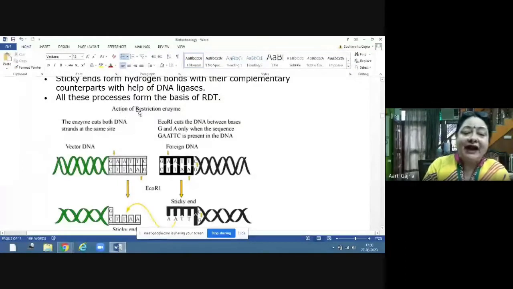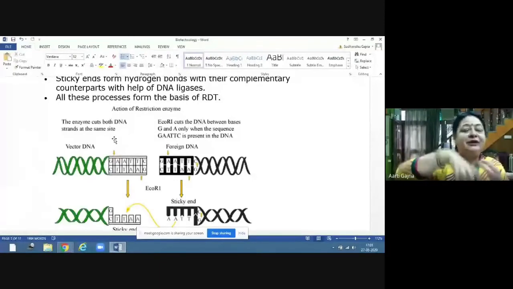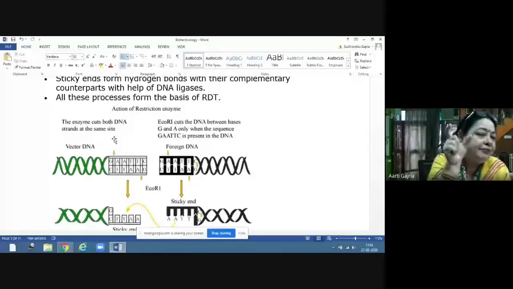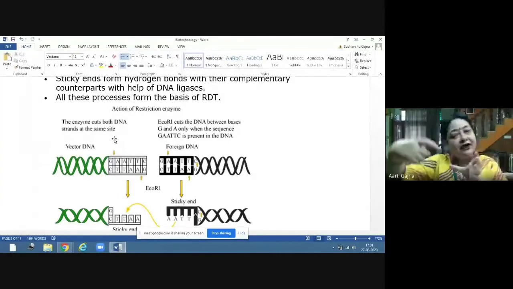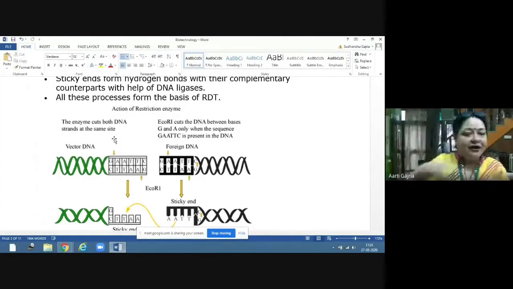Now the enzyme cuts both DNAs. What are the two DNAs? One is vector DNA, that is plasmid DNA. Because we cannot put anything in the plasmid until we cut some piece, we have to cut a piece of plasmid and put the foreign DNA there. So this is your vector DNA, the DNA of the plasmid, and this is your foreign DNA, which you want in your host.